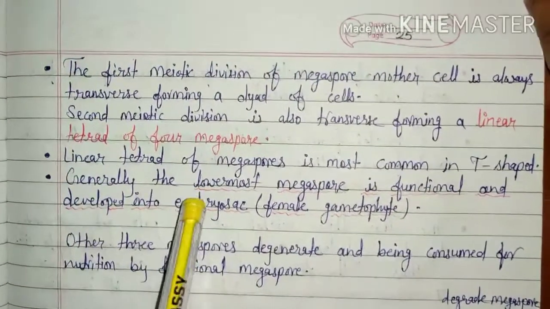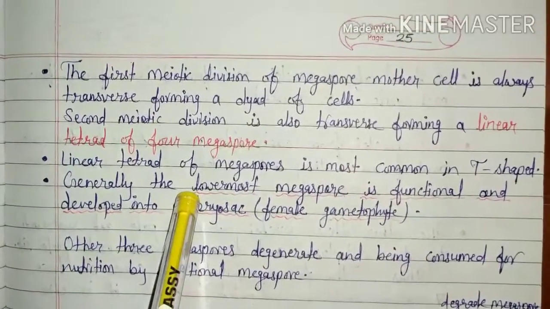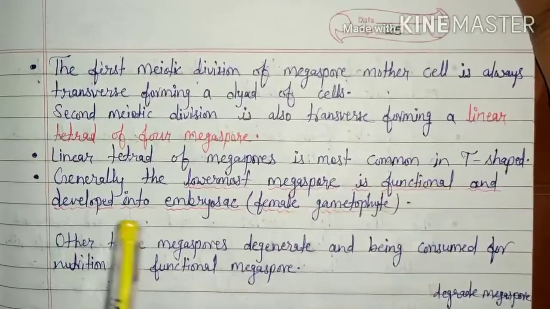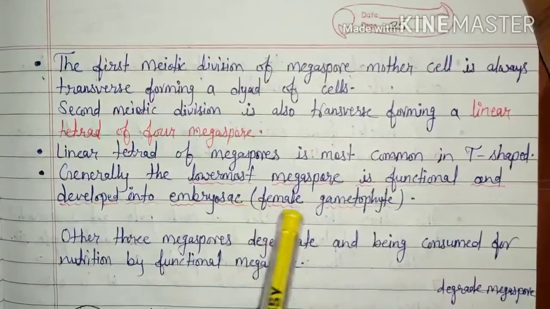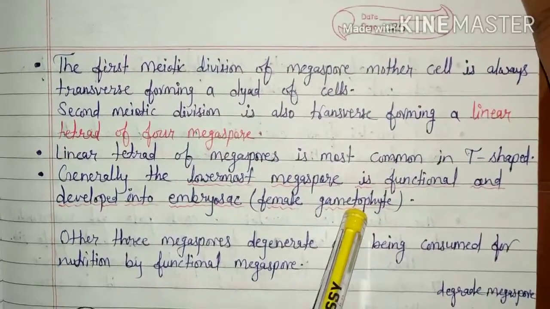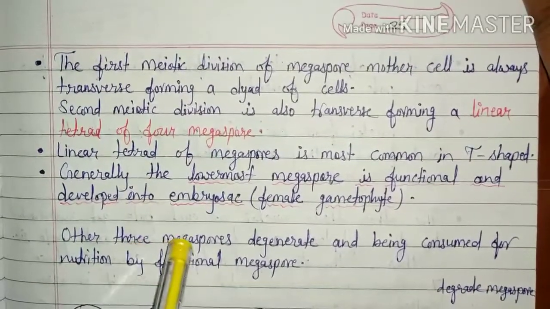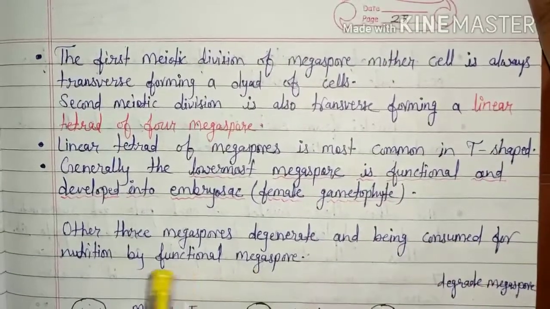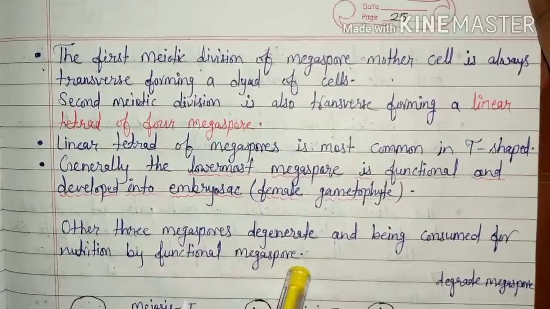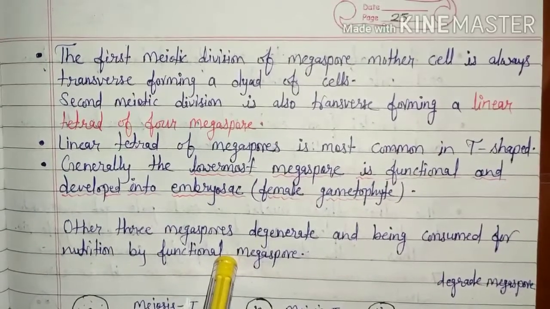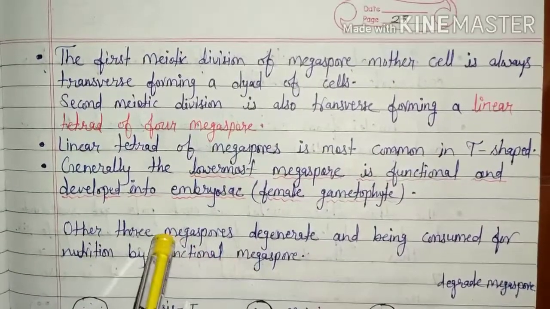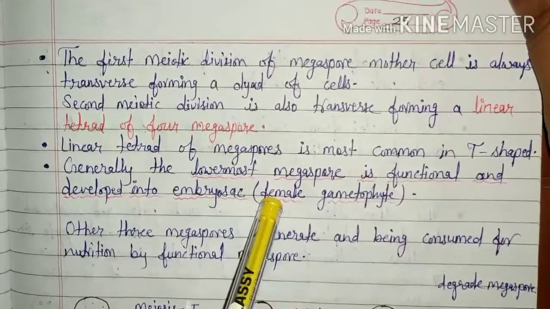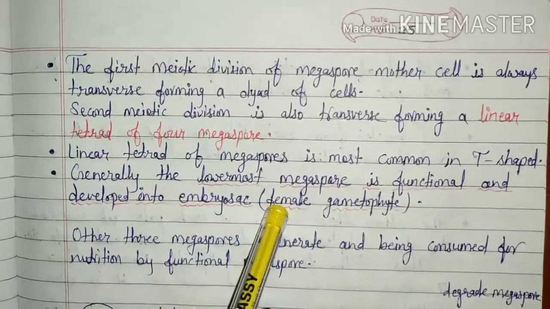Generally, in the tetrad stage of megaspores, the lowermost megaspore is functional and develops into the embryo sac or female gametophyte, but the remaining 3 megaspores degenerate and are consumed for nutrition by the functional megaspore. Due to consuming the nutrition of the remaining 3 megaspores, the functional megaspore becomes large-sized.